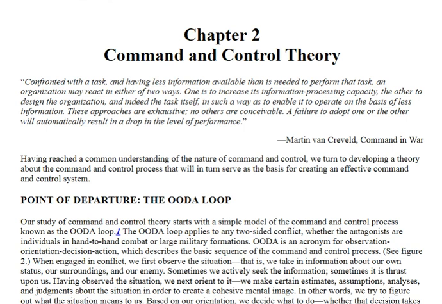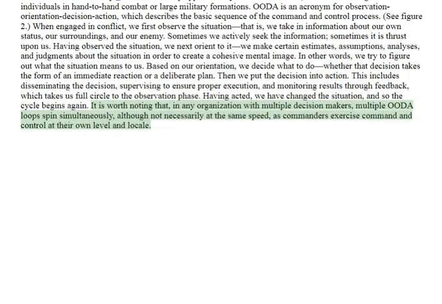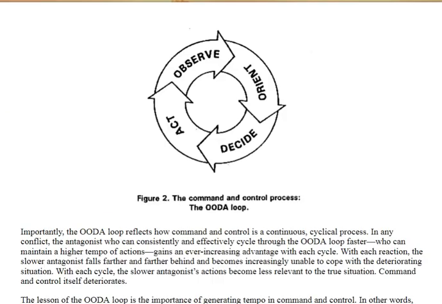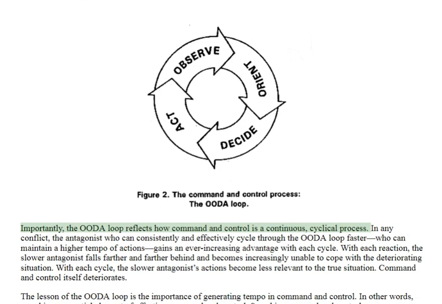This includes disseminating the decision, supervising to ensure proper execution, and monitoring results through feedback. Which takes us full circle to the observation phase. Having acted, we have changed the situation, and so the cycle begins again. It is worth noting that, in any organization with multiple decision-makers, multiple OODA loops spin simultaneously, although not necessarily at the same speed, as commanders exercise command and control at their own level and locale. Importantly, the OODA loop reflects how command and control is a continuous, cyclical process.